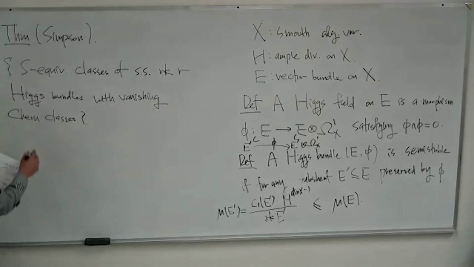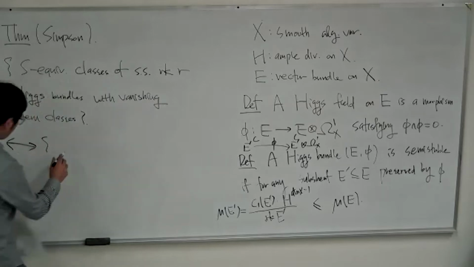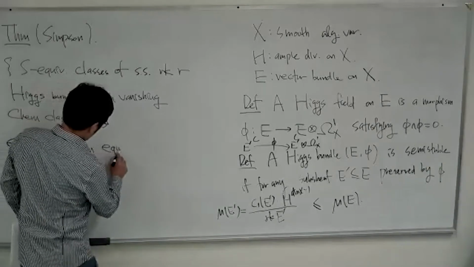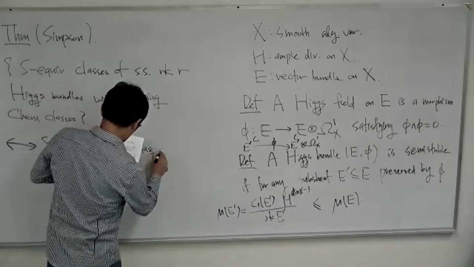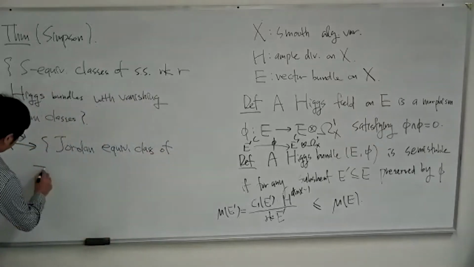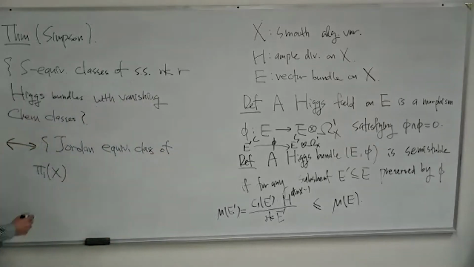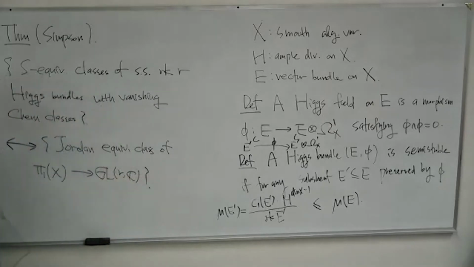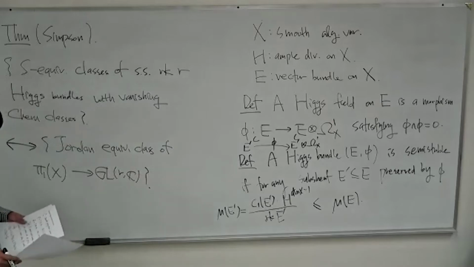This set has a one-to-one correspondence between the S-equivalence classes of semi-stable Higgs bundles with vanishing Chern classes and the Jordan equivalence classes of representations of the fundamental group of X to GL(r, C). So this is another variation of the Narasimhan-Seshadri theorem.